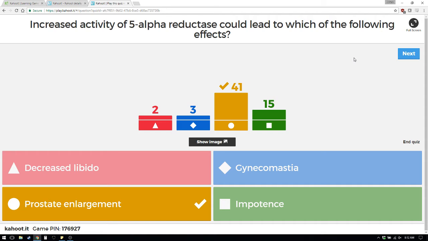Isn't there some conversion of testosterone to estrogen anyway? Yeah, you're going to have a little bit of it, but by blocking this enzyme, you would end up shunting it more towards the other pathway, right? Which we'll talk about with that enzyme. I think there's a question on that a little bit later. So, all right.